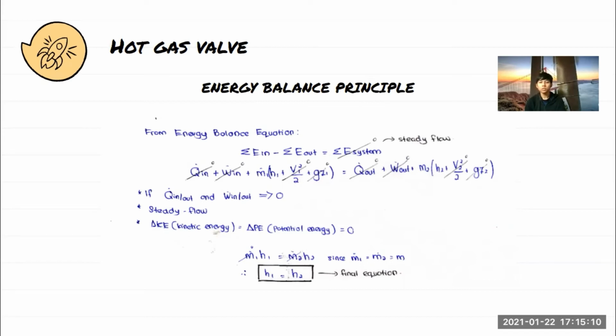Since we assume the flow of the system is steady, the energy at the outlet is equal to the energy at the inlet. Then the second assumption, we consider there is no heat transfer or work done, so we assume that equal to zero. There is also no potential energy or kinetic energy involved, so we assume that equal to zero. Next, we consider the mass flow rate at the outlet and inlet is the same, so we just cancel it. And then what is left is H1 equals H2.